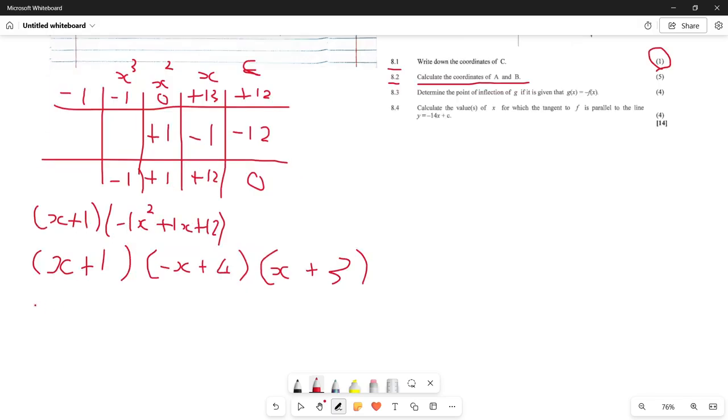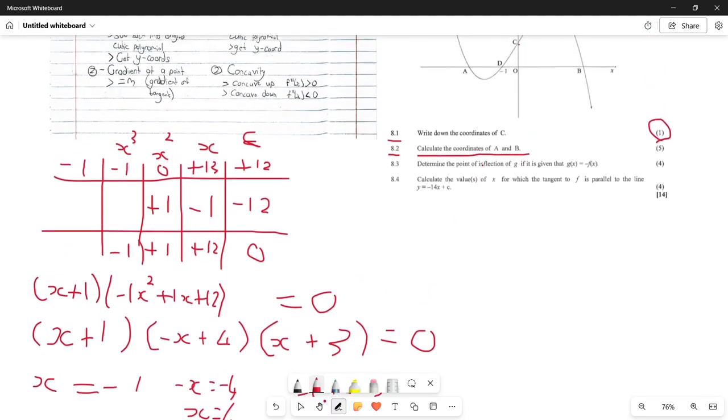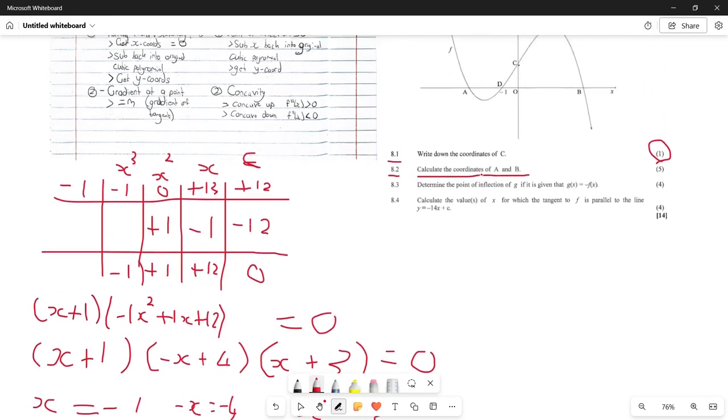So that means our actual values, if we make them equal 0, because ultimately they all equal 0, we then have x equals negative 1, therefore x equals 4, and then x equals negative 3. So now we just have to place these values based on our coordinates A and B.